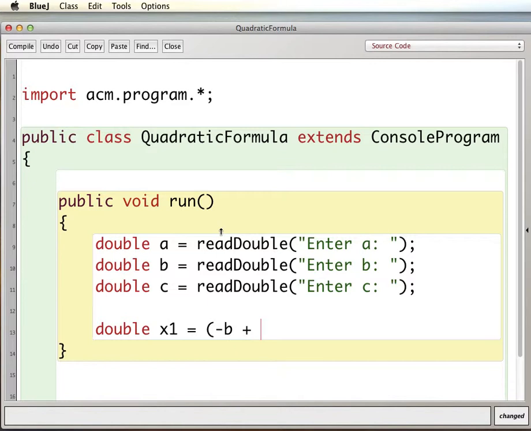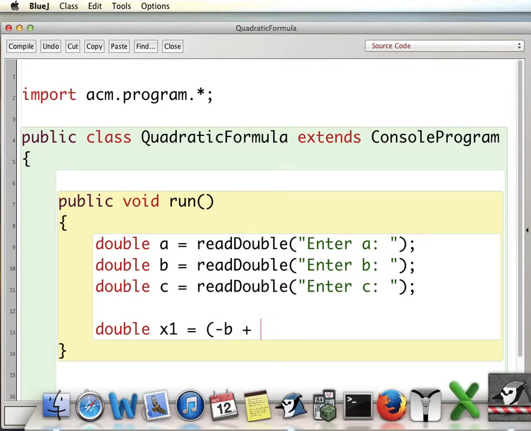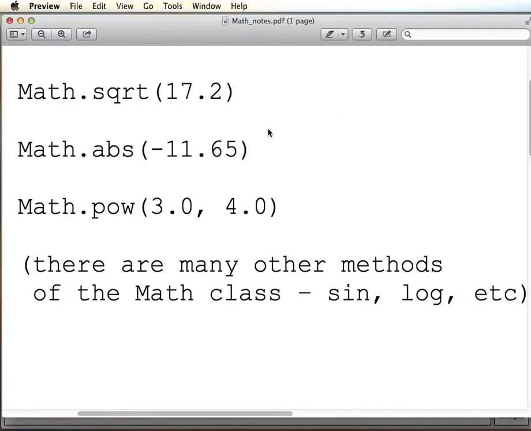And now we have a little bit of a problem because it's the square root, and I don't think we actually know yet how to do square roots. But fortunately, let's take a little break and talk about how you do square roots. So this is my first little adventure into math in Java.